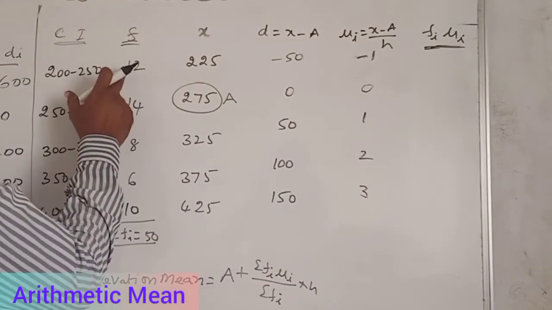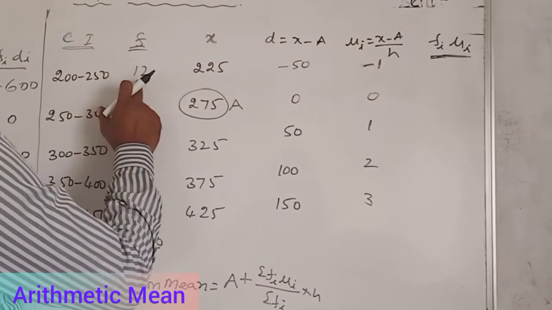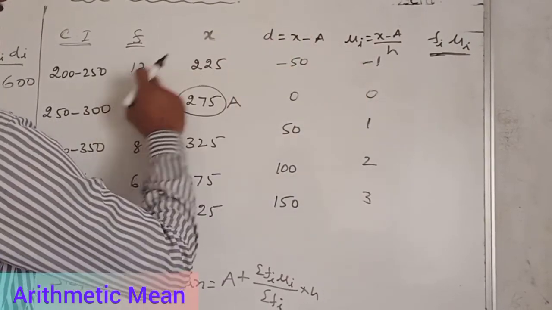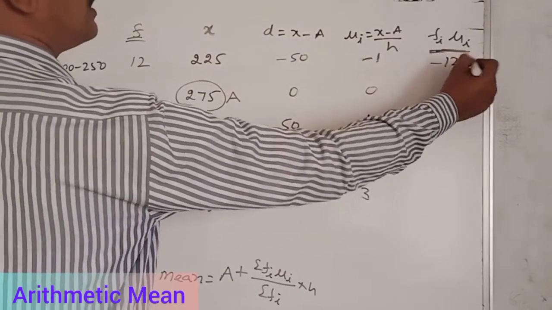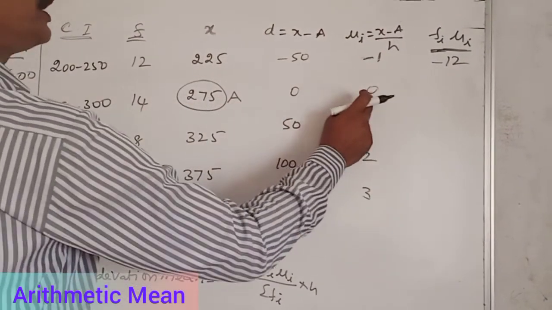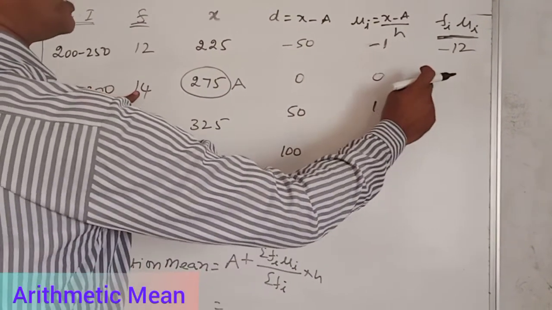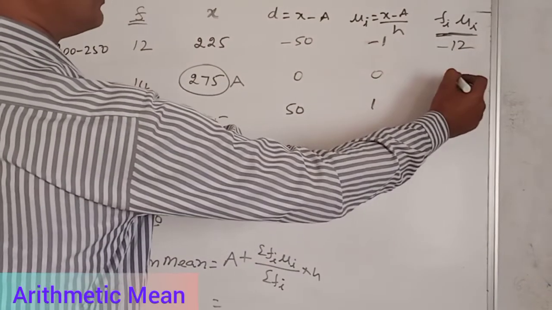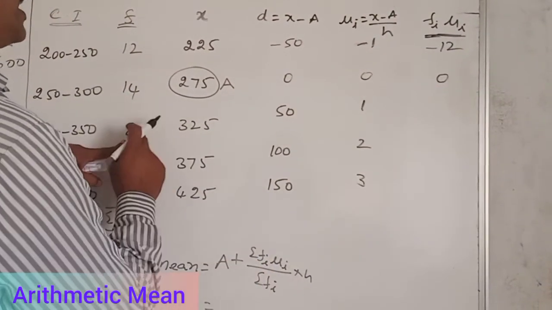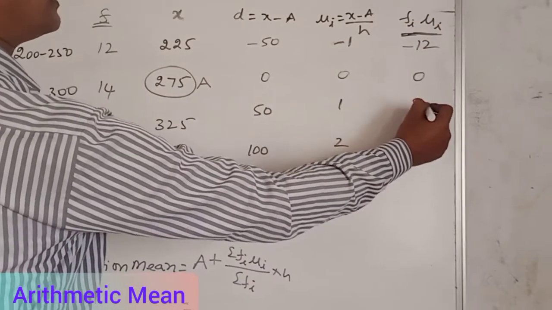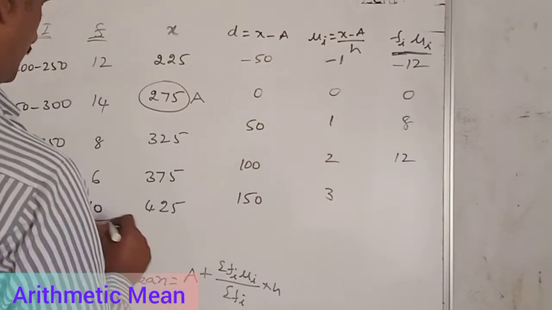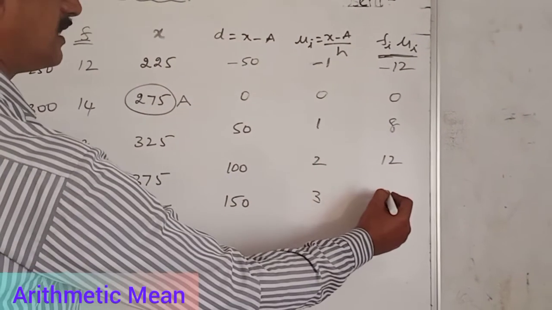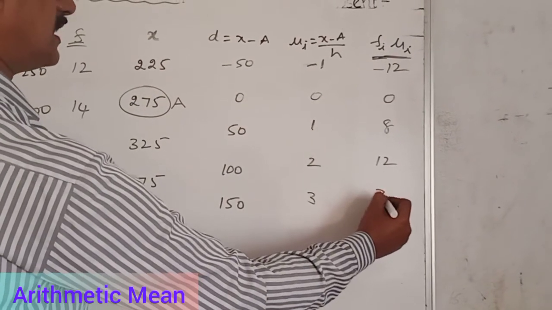Then multiply f and u y, the f column and u y column. 12 into minus 1, minus 12. 14 into 0, 0. 8 into 1, 8. 6 into 2, 6 twos, 12. 10 into 3, 30.